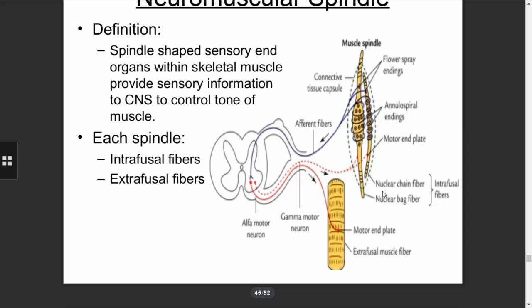Again, intrafusal fibers have two types: nuclear chain and nuclear bag fibers. Nuclear chain fibers will receive their endings by annulospiral endings, and nuclear bag fibers will receive their endings by flower spray endings.